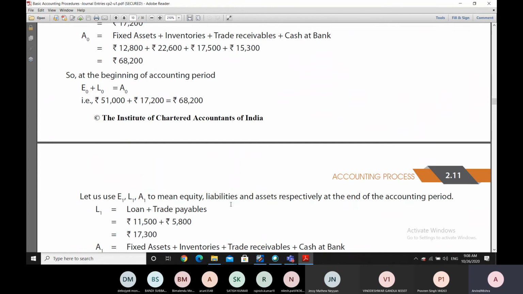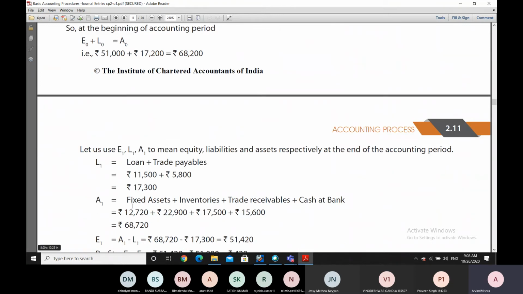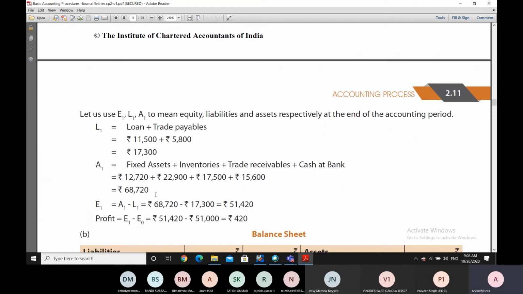Similarly, we go to the end of the period, we say L1. So for L1 also we add up loan and trade payables, and we calculate A1 by adding all the assets. And finally, we reduce the liabilities at time t equal to 1 from the assets at time t equal to 1. So we reduce liabilities from assets and we get capital, or rather equity. So by reducing, we are getting a figure of 51,420.